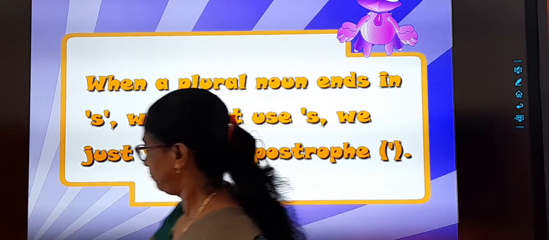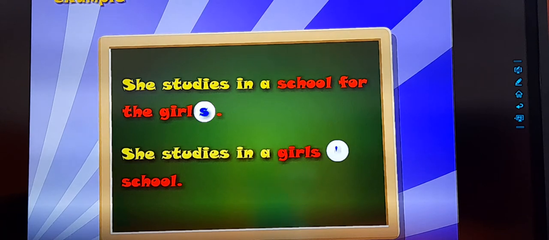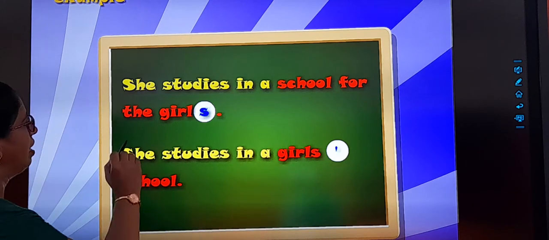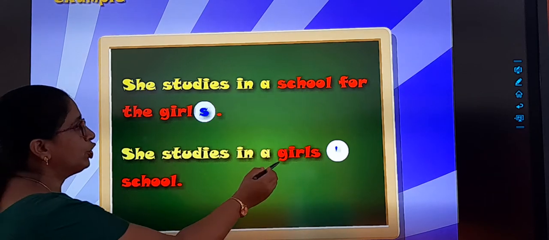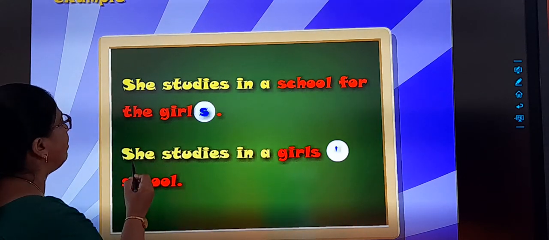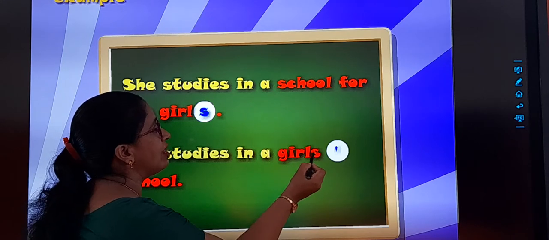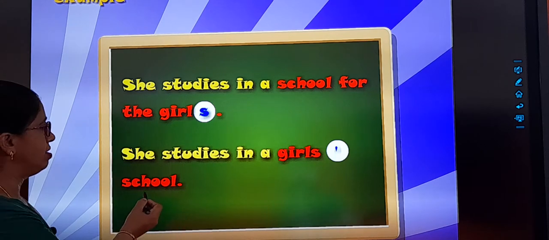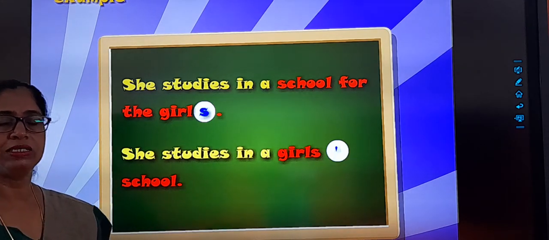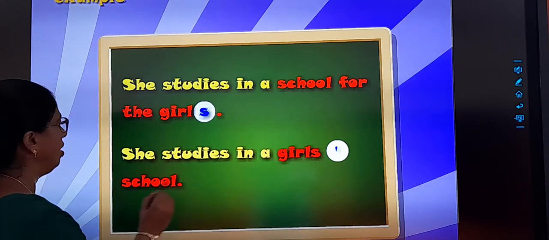Apostrophe. Example: she studies in a school for the girls. She studies in a girls' school. As I told you, girl is singular, girls plural. And if you are showing possession of a plural noun, you write it like this. She studies in a girls' school. Already the plural noun is ending with S, so you only put the apostrophe and then write the name of the thing or object or person that belongs to the said noun.